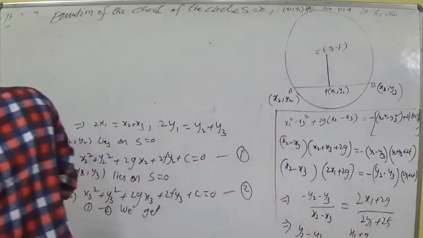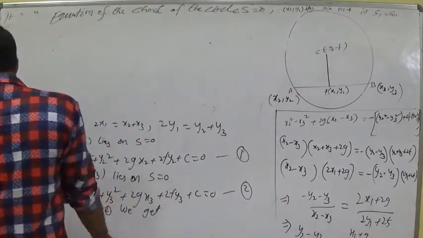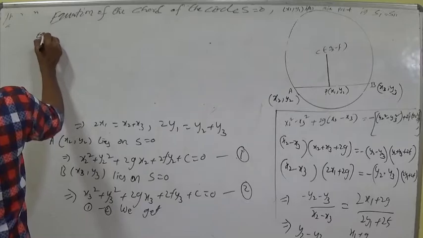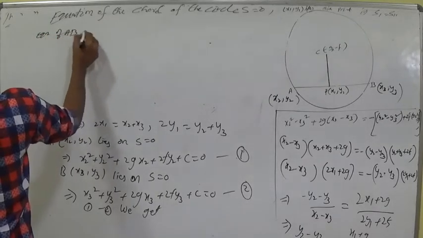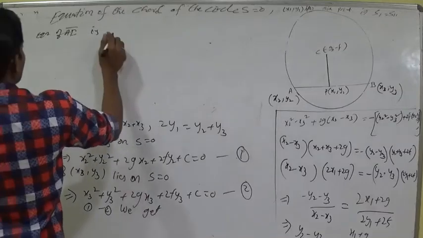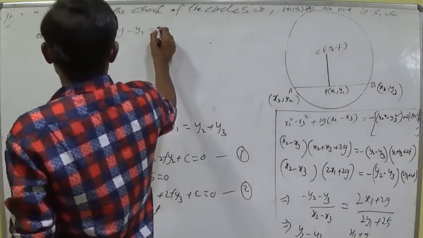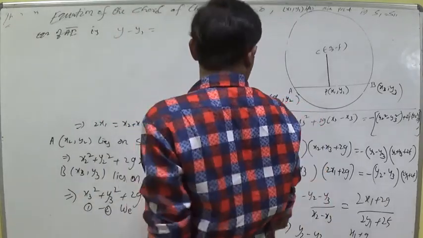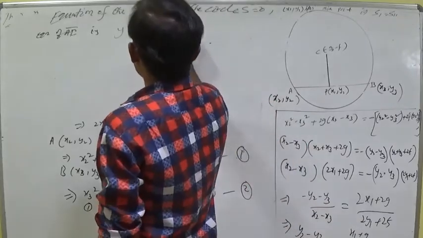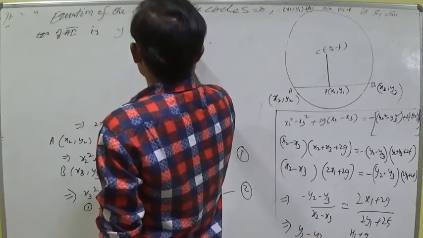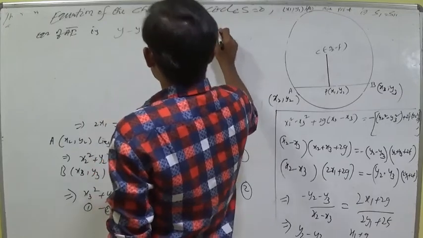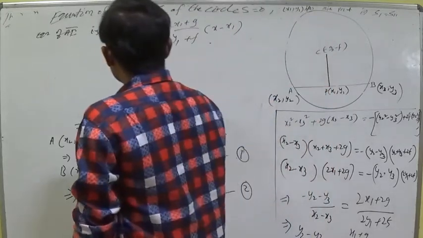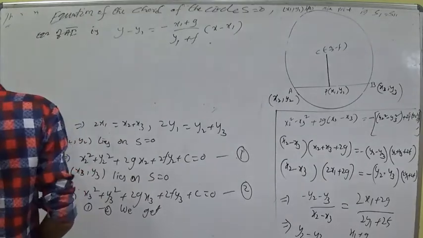See, equation of AB is y minus y1 is equal to m into x minus x1. So what is m here? Minus of x1 plus g by y1 plus f into y minus x minus x1, right? Now cross multiplication, then what happens?